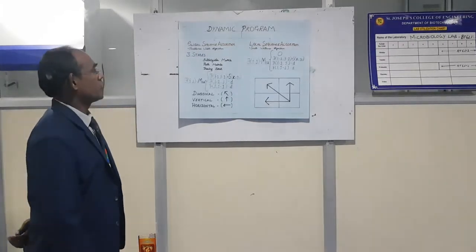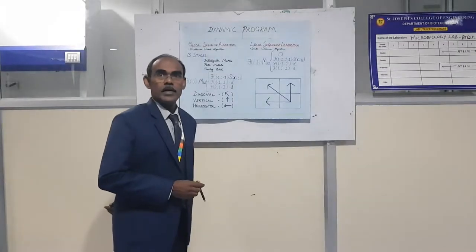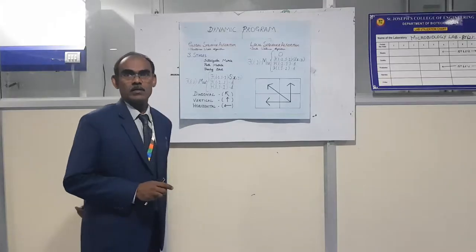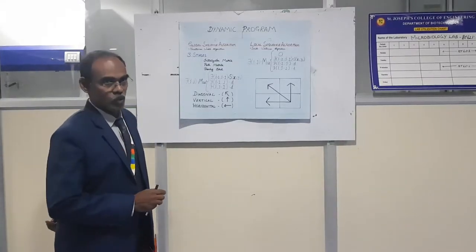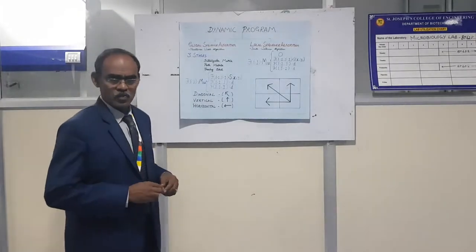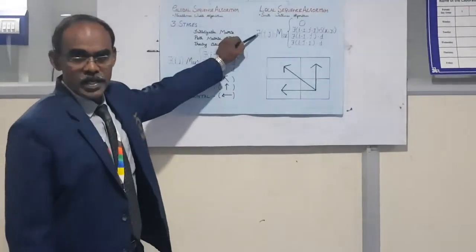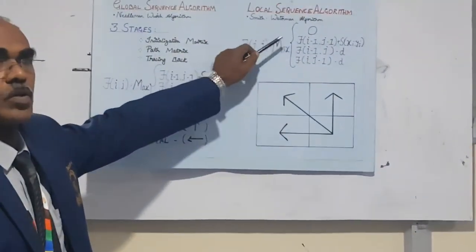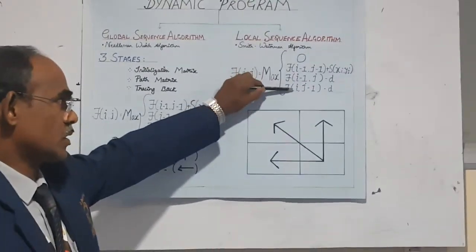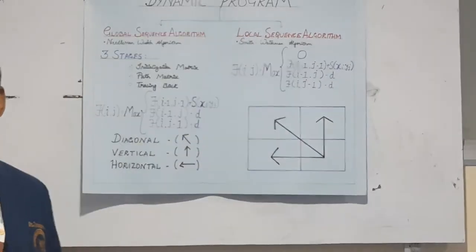So today we are going to see local sequence alignment in dynamic programming. As we have seen in the previous lecture, it was on global sequence alignment. We are also following the same formula, but there is a slight change. Here f of i comma j is equal to the maximum of 0 or the first or the second or the third value. Here the minus d is the gap penalty value.